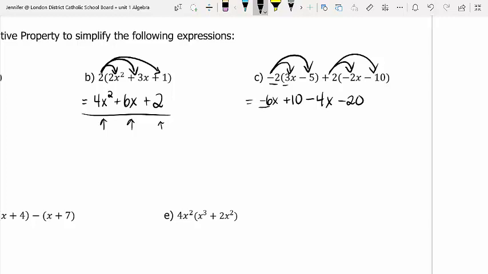Okay, now let's scan the equation and see if we have any like terms. And we do, right? Negative 6x and negative 4x are like terms, so we can combine them. And 10 and negative 20 are like terms, so we can combine those as well. So negative 6x minus 4x is negative 10x, and then 10 minus 20 is minus 10. Okay, and that's finished because these guys are not like terms, we cannot combine them.